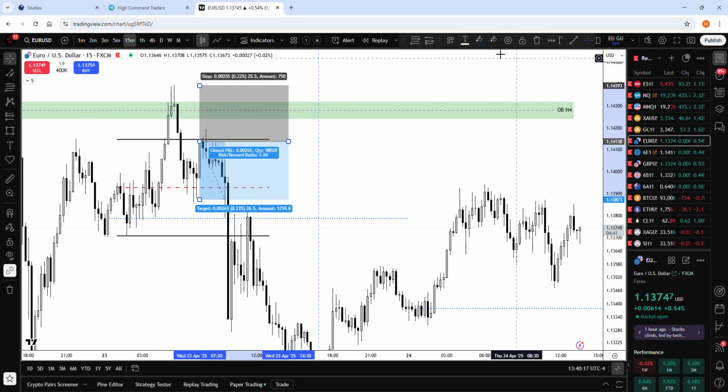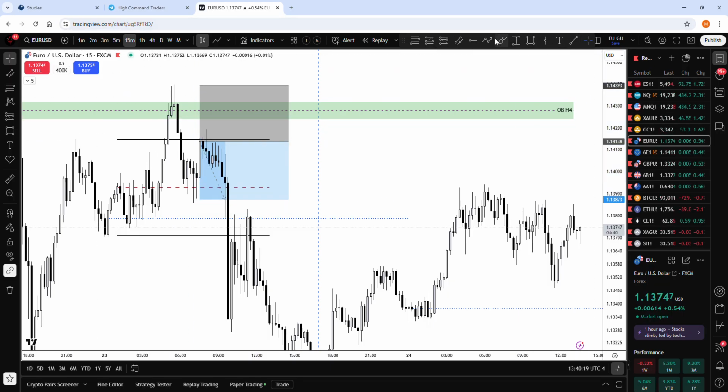So you got up, down, CISD right when this black candle closes below this thick candle. That is your first CISD. Come down, retest right here, and you're off to the races.